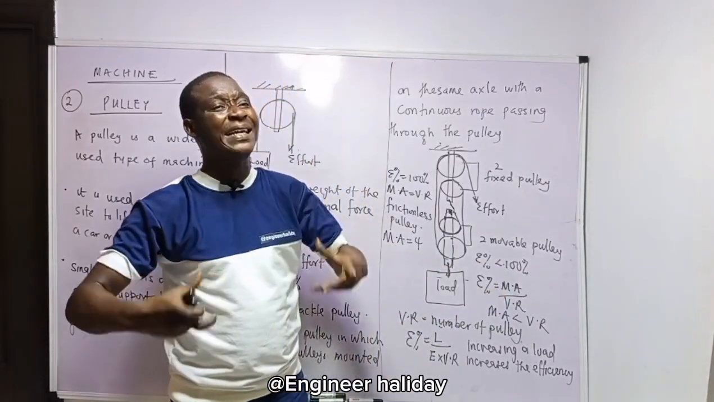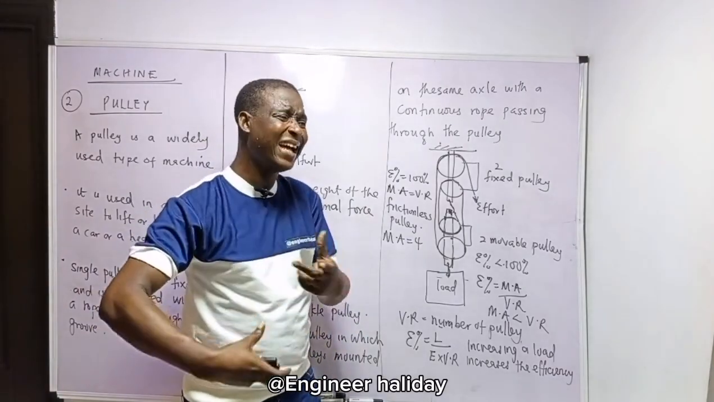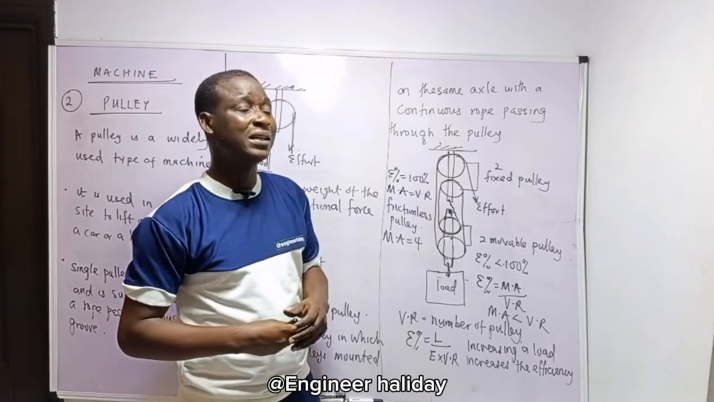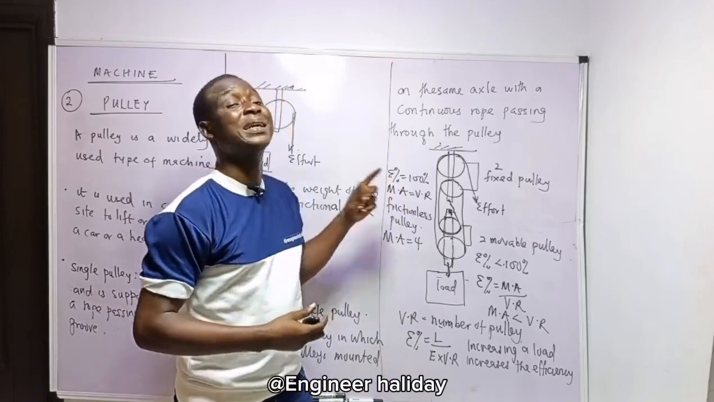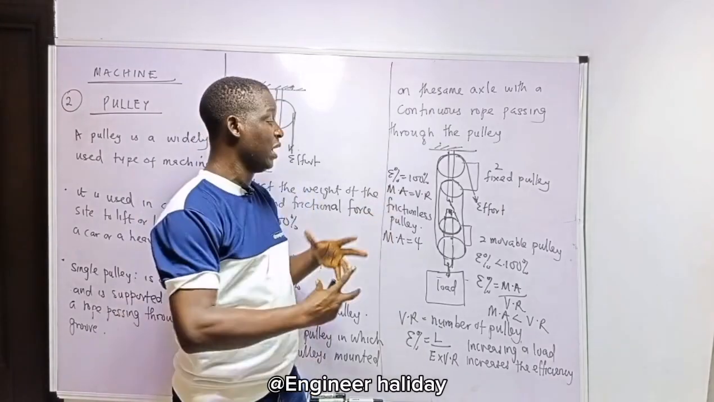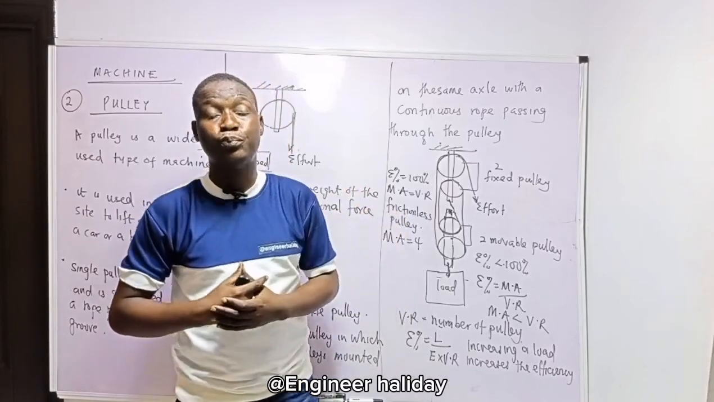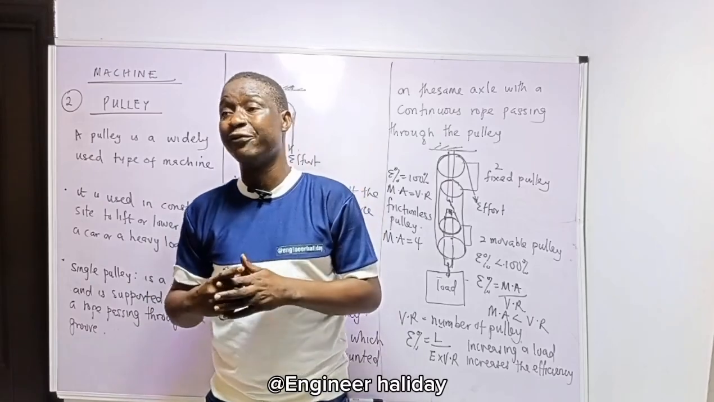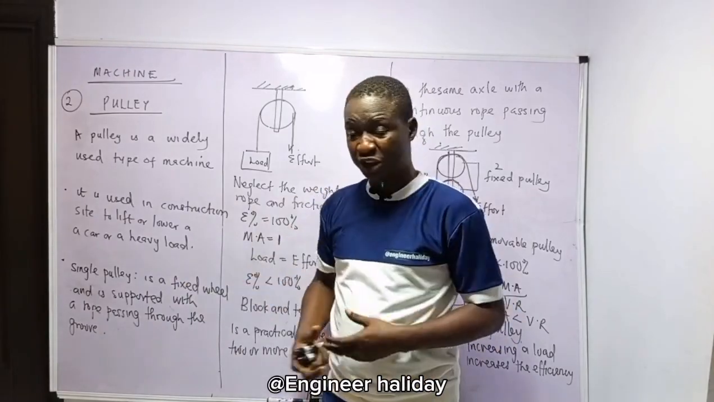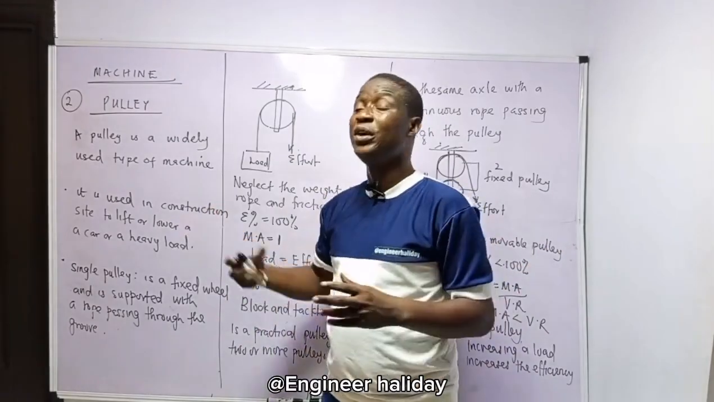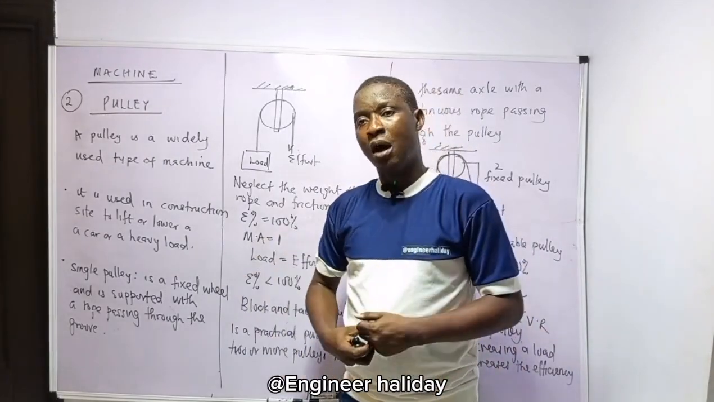And the heavier the load you want to carry, the higher the efficiency of that pulley system. Don't forget, in ideal cases where we have a frictionless pulley, the mechanical advantage is equal to the velocity ratio, and the number of pulleys in the system will be equal to the mechanical advantage. And I've also told you that a pulley is widely used in many types of machines in our environment. It is also used on construction sites to lift cars and heavy-duty instruments.